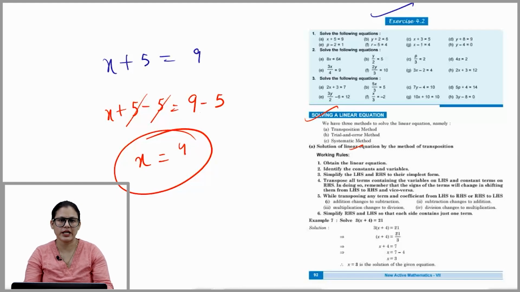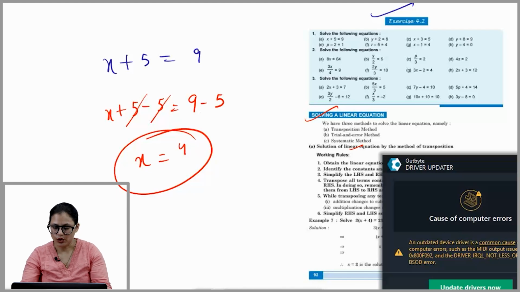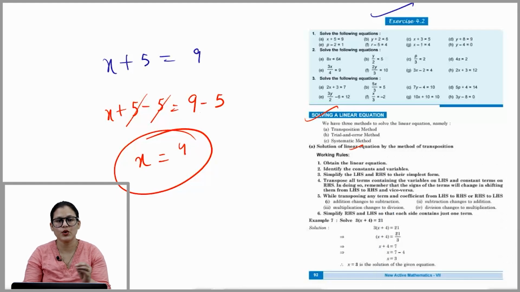3, simplify the LHS and RHS to their simplest form. 4, transpose all terms containing the variables to the LHS and constant terms to the RHS. In doing so, remember that the signs of the terms will change in shifting them from LHS to RHS and vice versa.